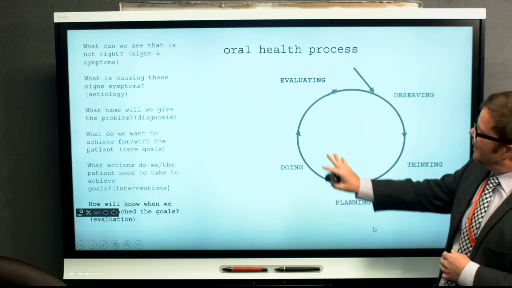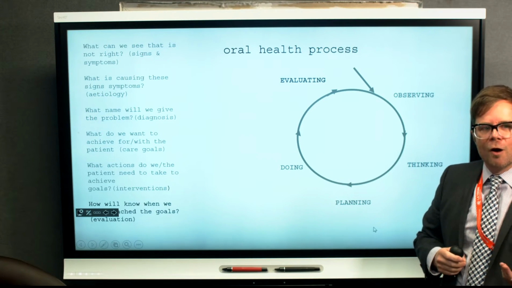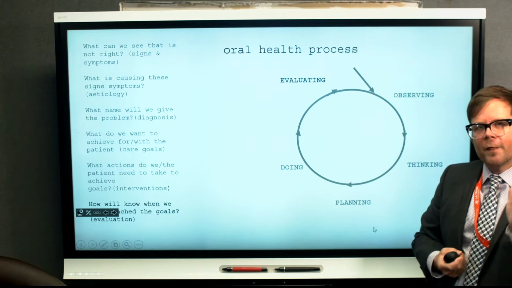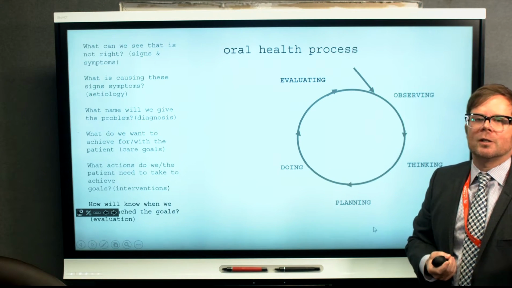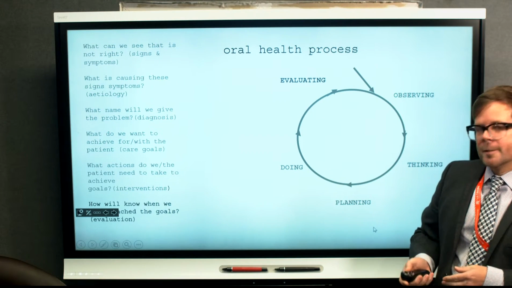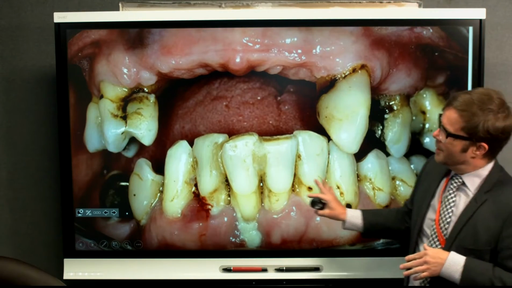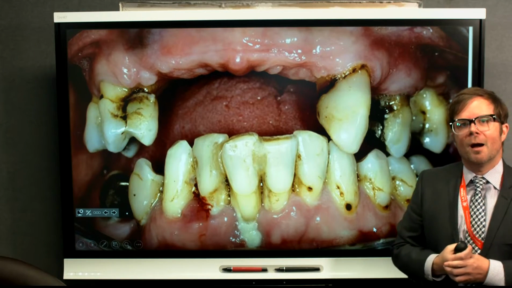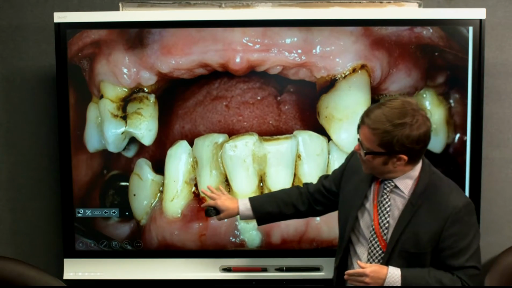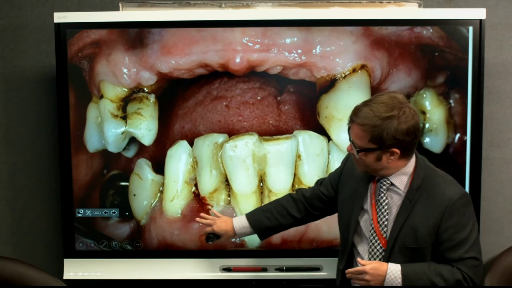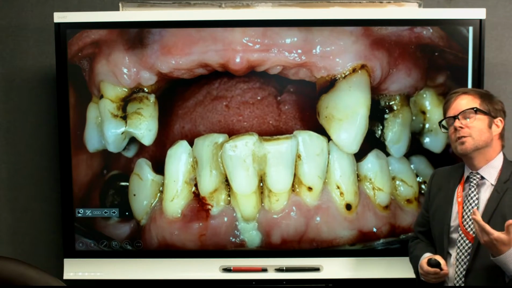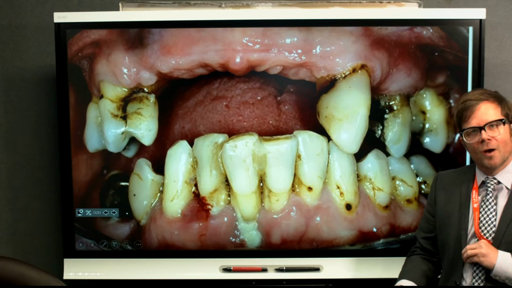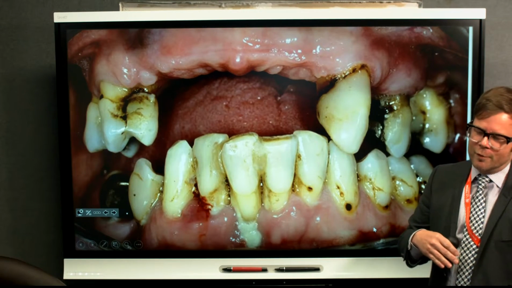And then the last thing, of course, is evaluation. How do we know that we have reached the goals that, together with the patient, we have set? What things would tell us that we have actually met those goals? So one of the goals may be for this patient to achieve good or better gum health. And one of our evaluation points might be that there is no bleeding of gums on examination. So that would be a sign that we had actually improved the patient's health.